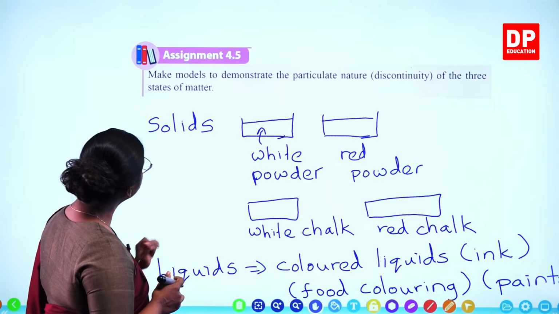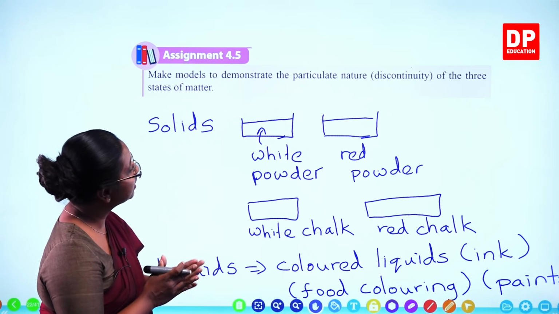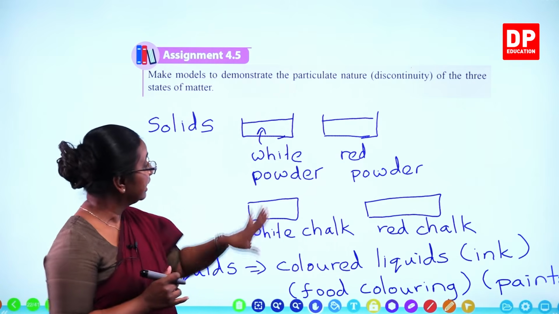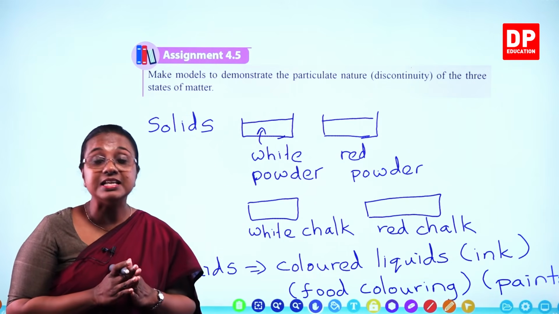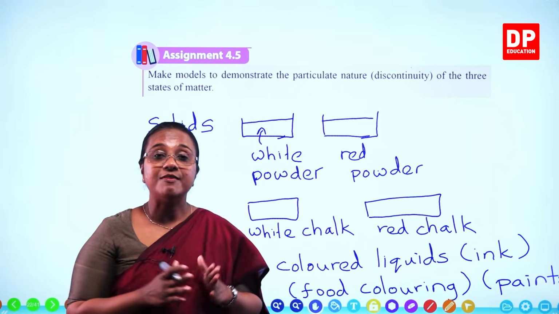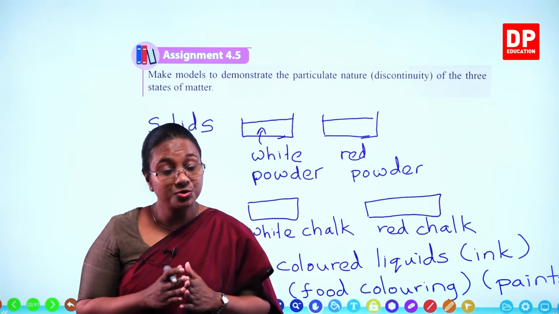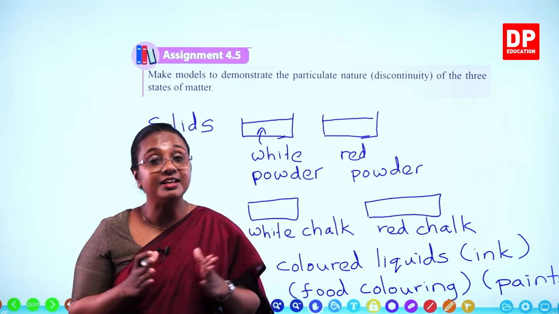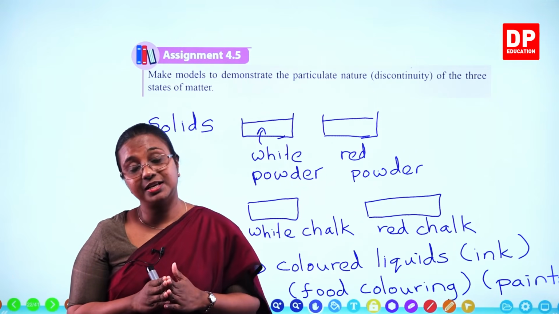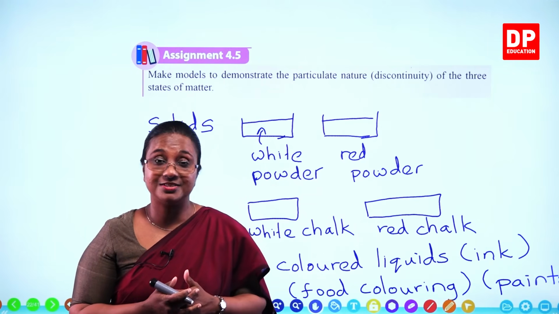So this is an assignment that you all have to do. Make models to demonstrate the particulate nature or discontinuity of the three states of matter. I have just given ideas only. I am sure you all are very innovative. So you have very good ideas and you all have very innovative skills. So I am sure you all can come up with very creative ideas and make models to demonstrate the particulate nature, as well as you can make the model very interesting.